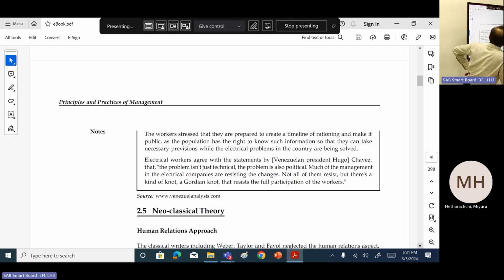Electrical workers agree with the statement by Chavez that the problem isn't just technical, the problem is also political. Yeah, behavioral, not political. Much of the management in the electrical companies, not all of the places, but there are not a few that resist the full participation of the workers.